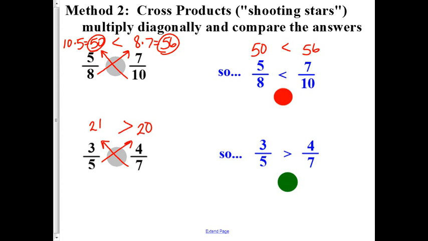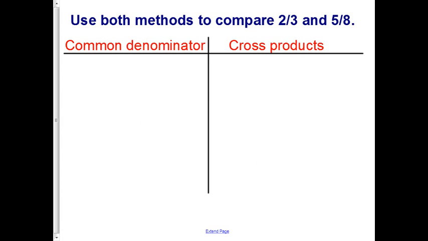Now, you may say, oh, that's all well and good, but that just seems like magic. Well, there's a reason it works. If I use both methods to compare 2/3 and 5/8, I think you'll see why. Take a moment to do that. Pause while you do that, and then when you're done, hit play and see if you can figure this out.